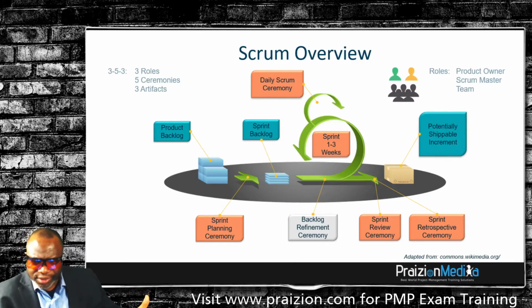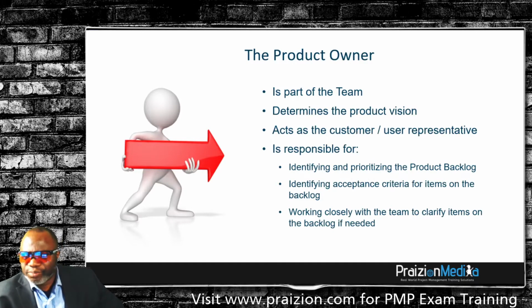We have the Scrum Master, who is more like the servant leader and the coach for the team. And we also have the team, which are the developers. But let's zero into the product owner. The product owner is part of the Scrum team. The product owner determines the product vision. The product owner acts as the customer or the user representative. The product owner is responsible for a number of things: for identifying and prioritizing the product backlog, for identifying acceptance criteria for items on the backlog, and working closely with the team to clarify items on the backlog if needed.